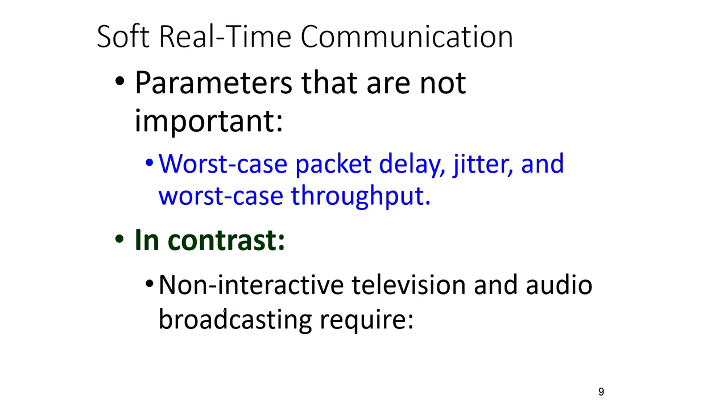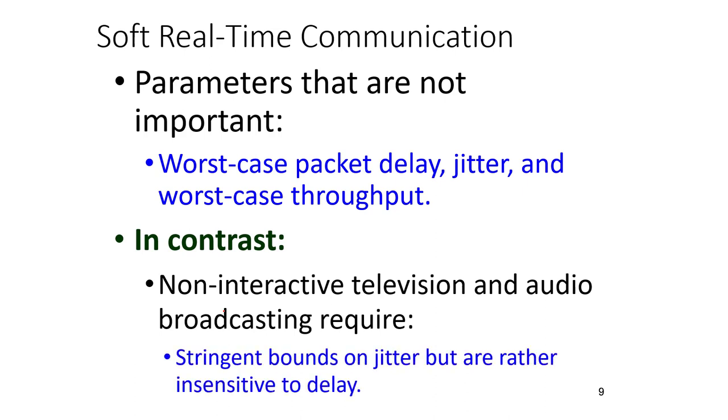In contrast, non-interactive television and audio broadcasting have very stringent requirements on the jitter especially. The reason is that otherwise the new frames will not come. If TV is being sent at 30 frames a second, we expect a new frame of data to come every 33 milliseconds. Of course, the latency doesn't matter, because we have a pipeline here. A single frame can even take 10 seconds to come. That doesn't matter, as long as the next frame after it comes 33 milliseconds later.